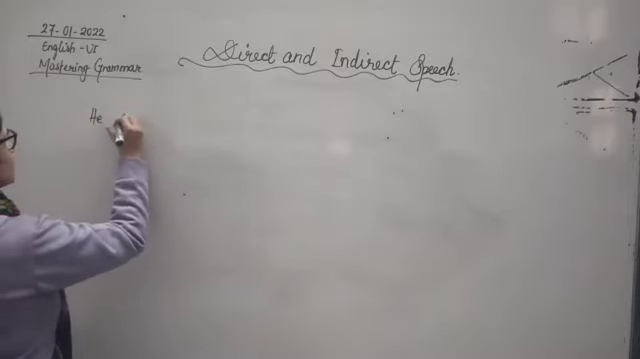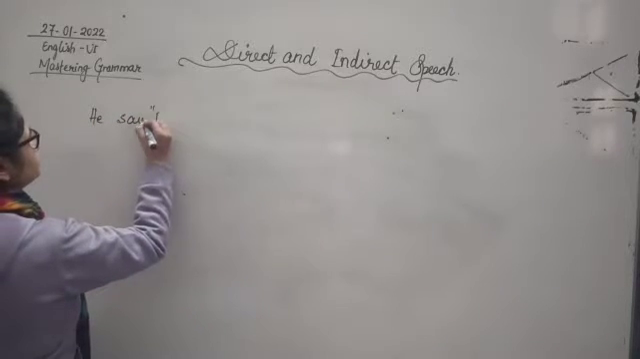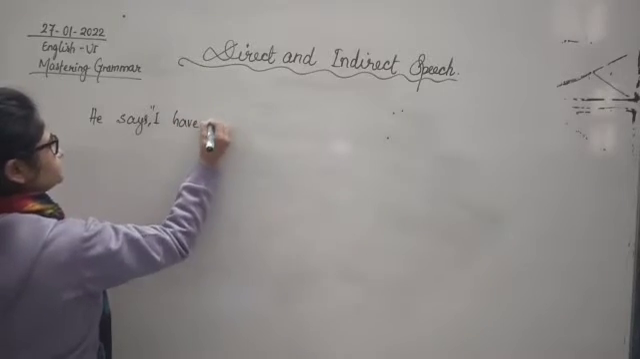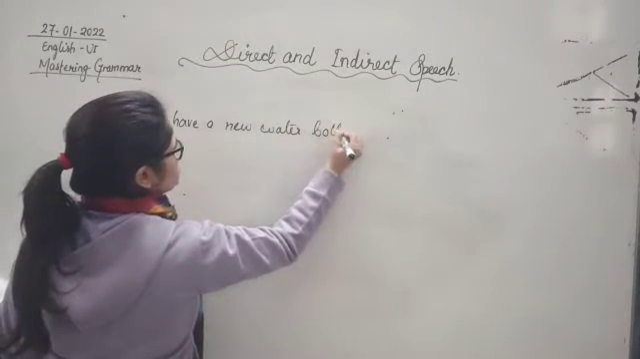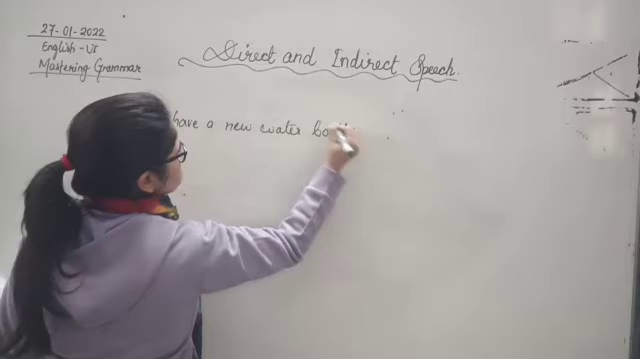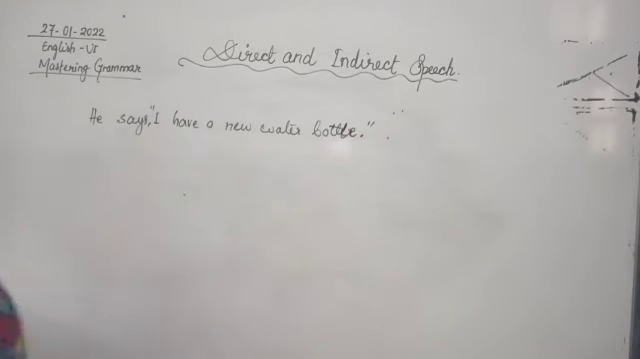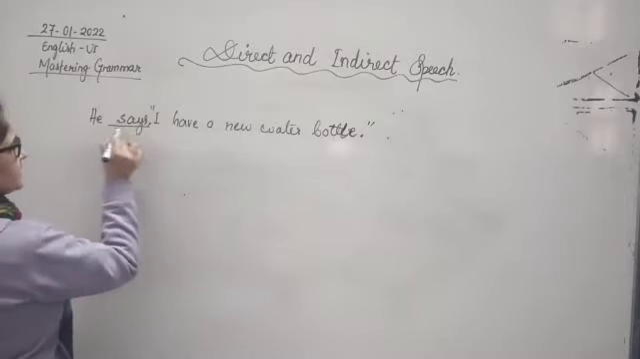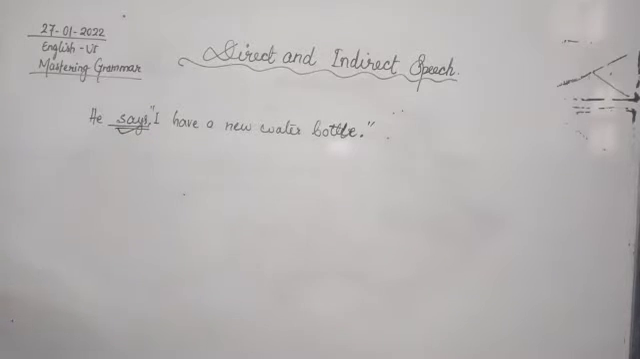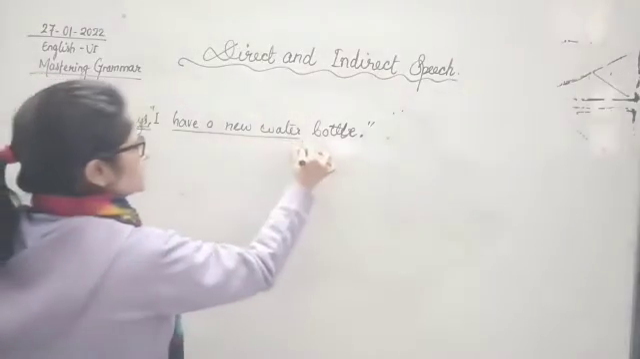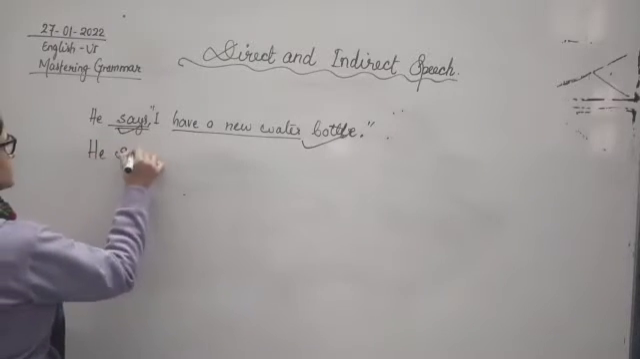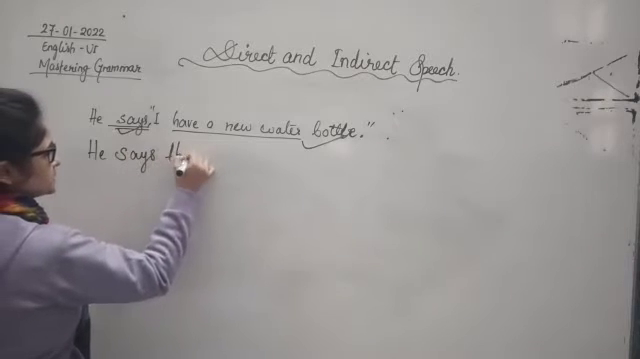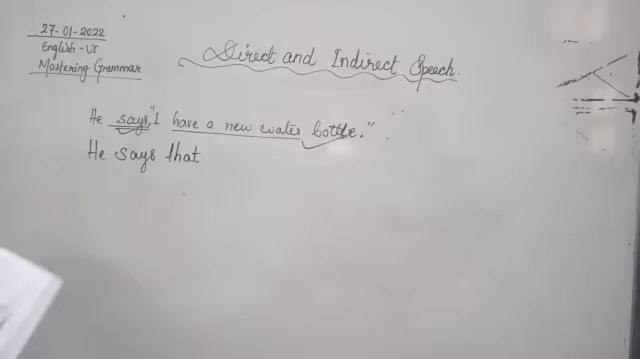So he says, I have a new water bottle. I have already told you, if the reporting verb is present, we are not going to change the tense of this sentence. So we write he says, and we obviously use the linking word that. He says that.